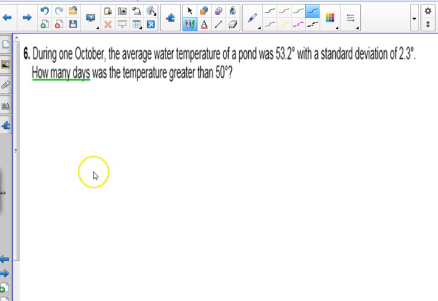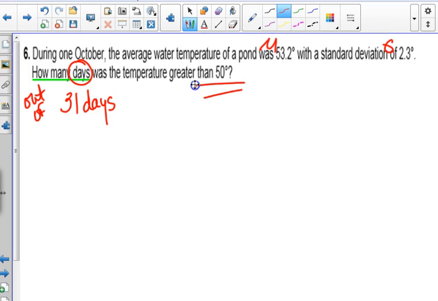So try this one. How many days was the temperature greater than 50 degrees? Okay, how many days? Well, we need to know how many days in October. It's everybody's favorite 31-day month, right? Because Halloween. Did I say 32? Oh. Out of 31 days. Okay, so this is the mean, this is the standard deviation. We want greater than 50 degrees.